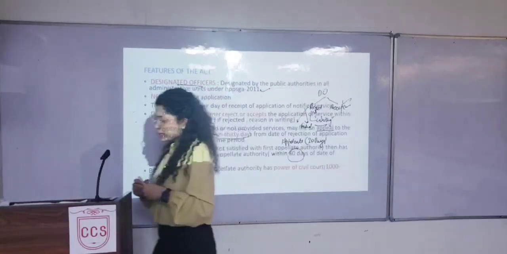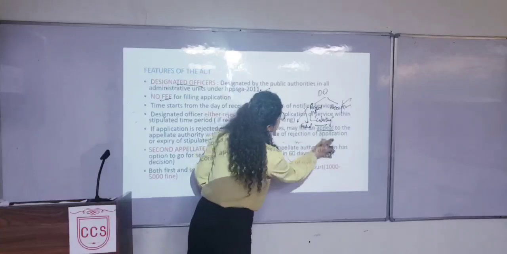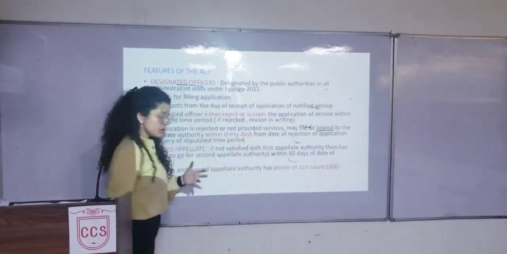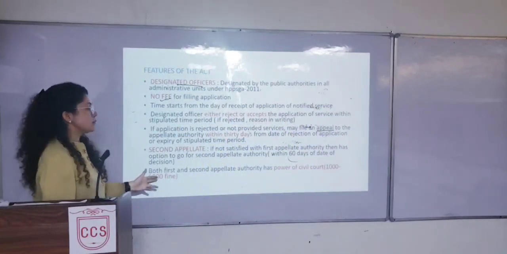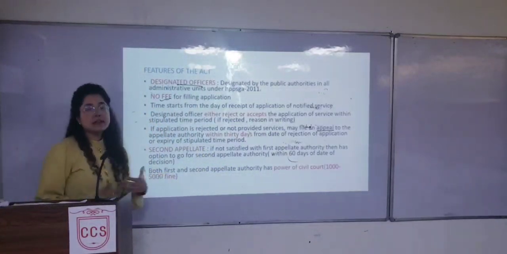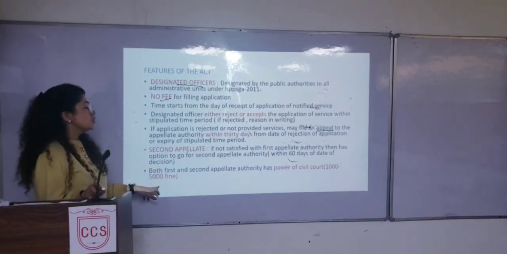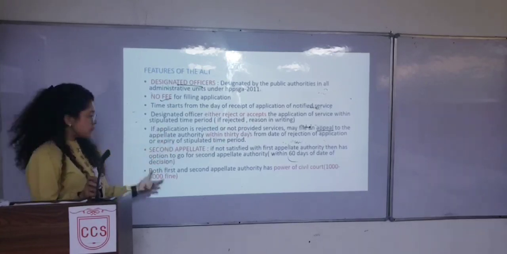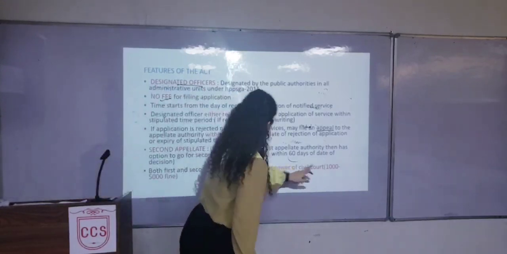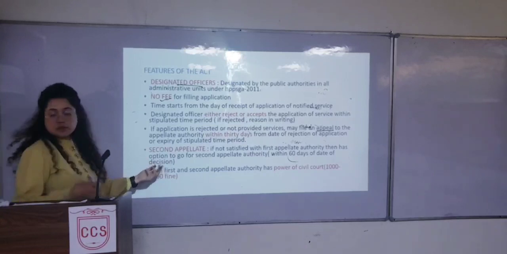When we talk about these appellate authorities, both of them have the power of the civil courts. So that means they can summon the particular person also. So जो आपकी civil court की power होती है, the same power these first and second appellate authorities have. And yes, they also have the power to punish the particular civil servant. So that means a fine of 1,000 to 5,000 can also be imposed on that particular servant.